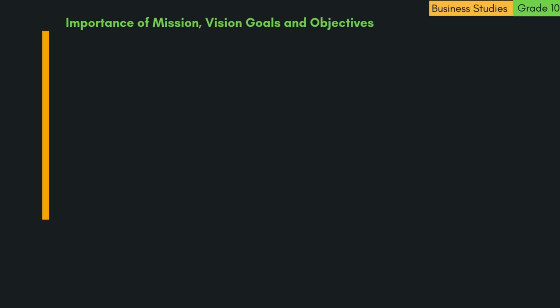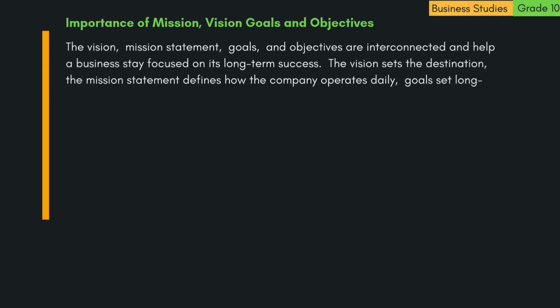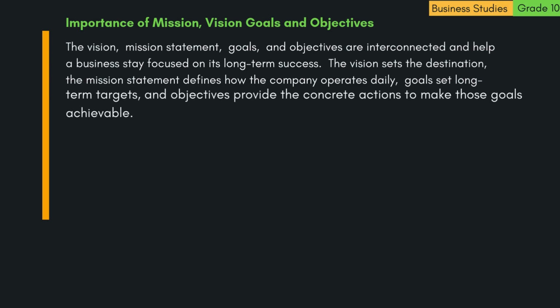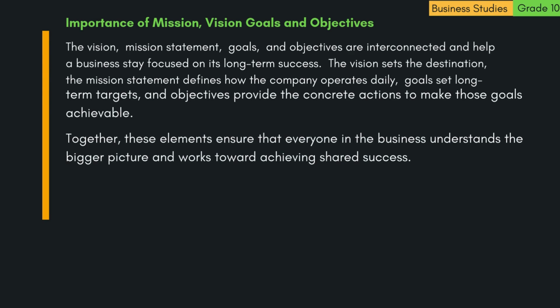Why are these elements important? The vision, mission statement, goals, and objectives are interconnected and help a business stay focused on its long-term success. The vision sets the destination, the mission statement defines how the company operates daily, goals set long-term targets, and objectives provide the concrete actions to make those goals achievable. Together, these elements ensure that everyone in the business understands the bigger picture and works toward achieving shared success.